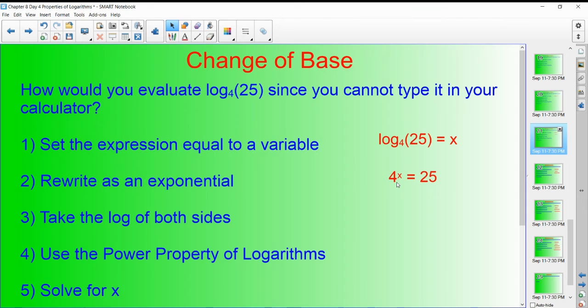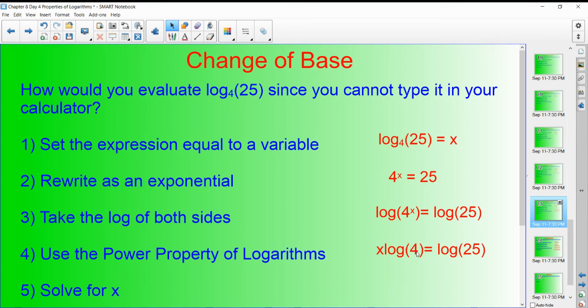Now, the third step is going to be kind of new to us because we never knew we could do this. But the reason why we learn about logs is to solve when there's a variable in the exponent. So I'm going to take the log of both sides. And that may look goofy right now, but you'll see why momentarily that actually makes a lot of sense and it really helps us to solve. Because step 4 says take the power property, which means we can move that x out front. So we have x times log of 4 equals log of 25. And now if you notice, both my logs are in base 10. And I just have to solve for x.